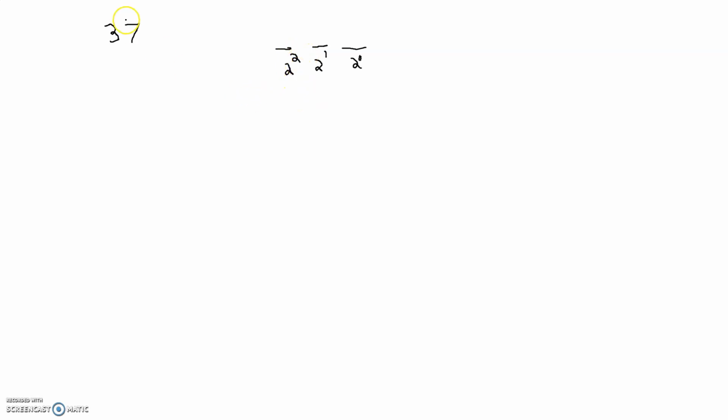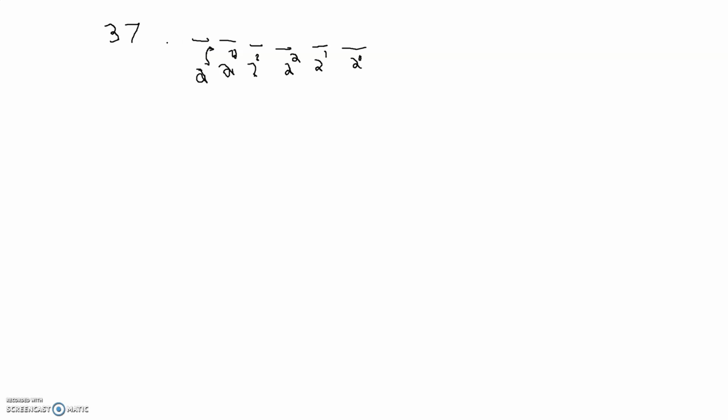2 squared is 4, which is less than that. 2 to the 3 is 8, which is less. 2 to the 4 is 16, which is less. 2 to the 5 is 32, that's a 5, which is less. But if I did 2 to the 6, that would be 64.